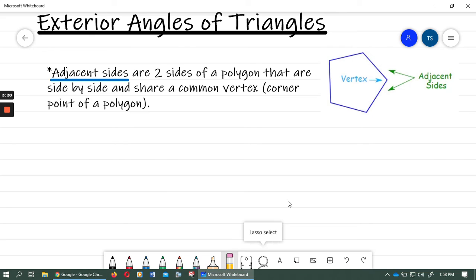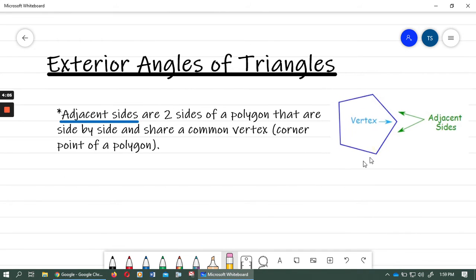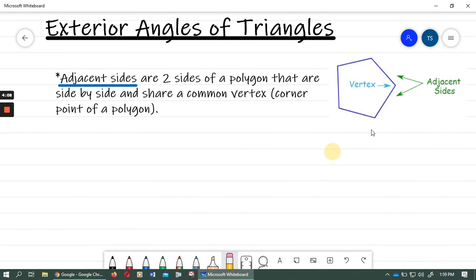These are adjacent sides for a polygon. Adjacent sides are two sides of a polygon that are side by side and share a common vertex. And when we talk about a vertex for a polygon, we're talking about a corner point of a polygon. You can see in this diagram exactly what we mean by a corner point of a polygon. So again, that's what we mean when we talk about adjacent sides of a polygon: two sides that are side by side, and they share a common vertex.